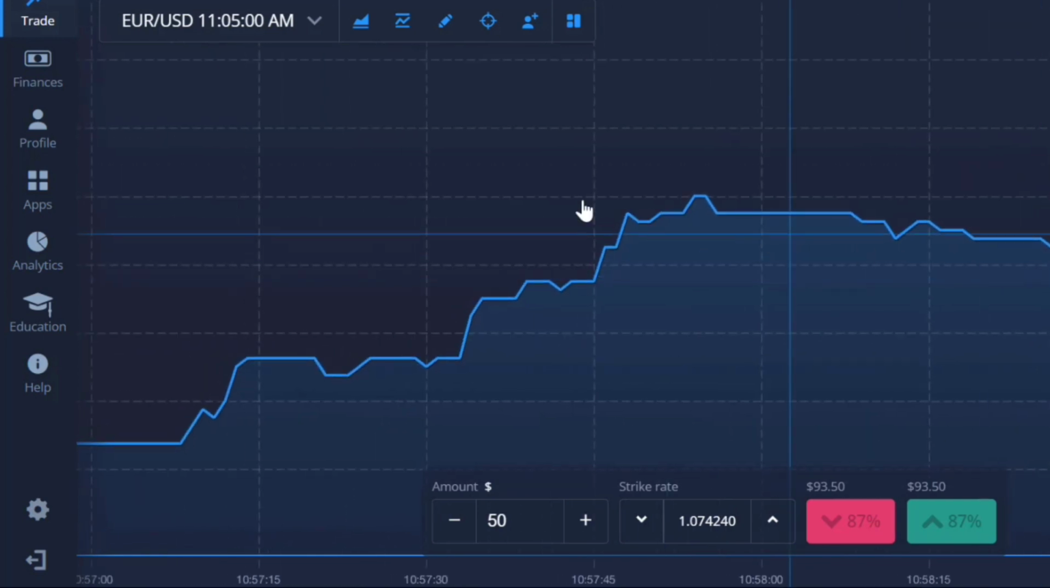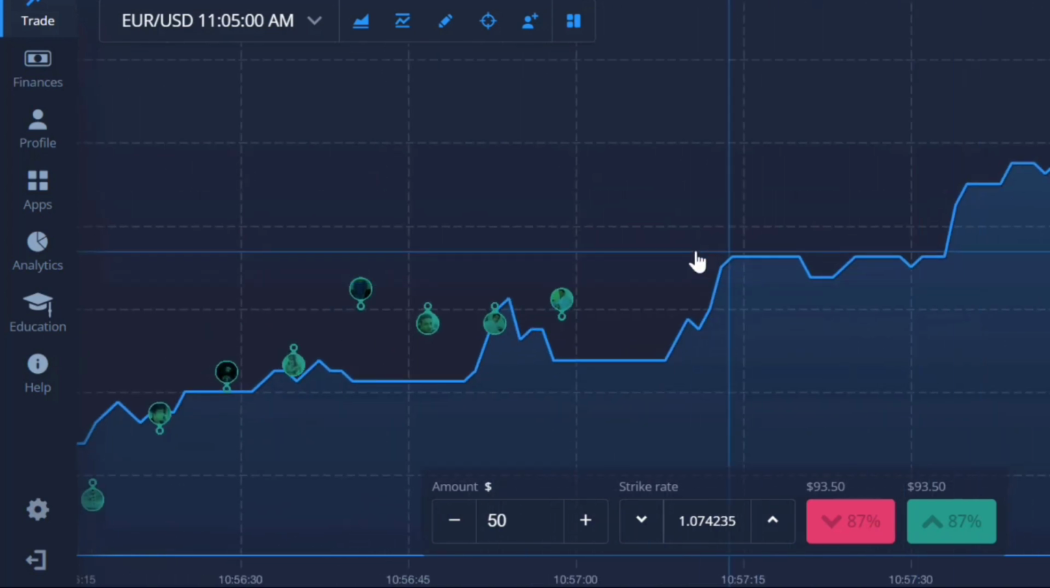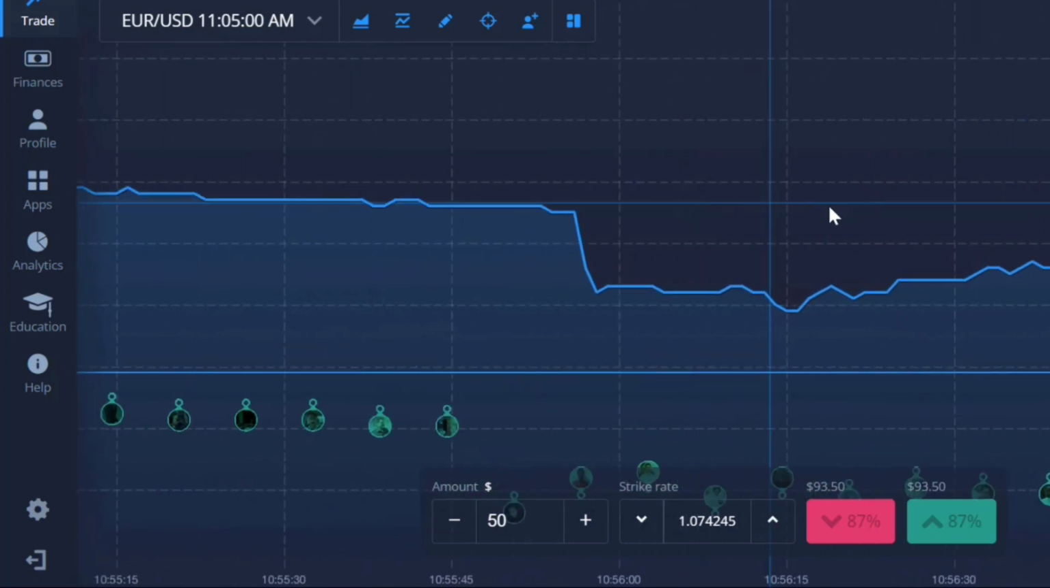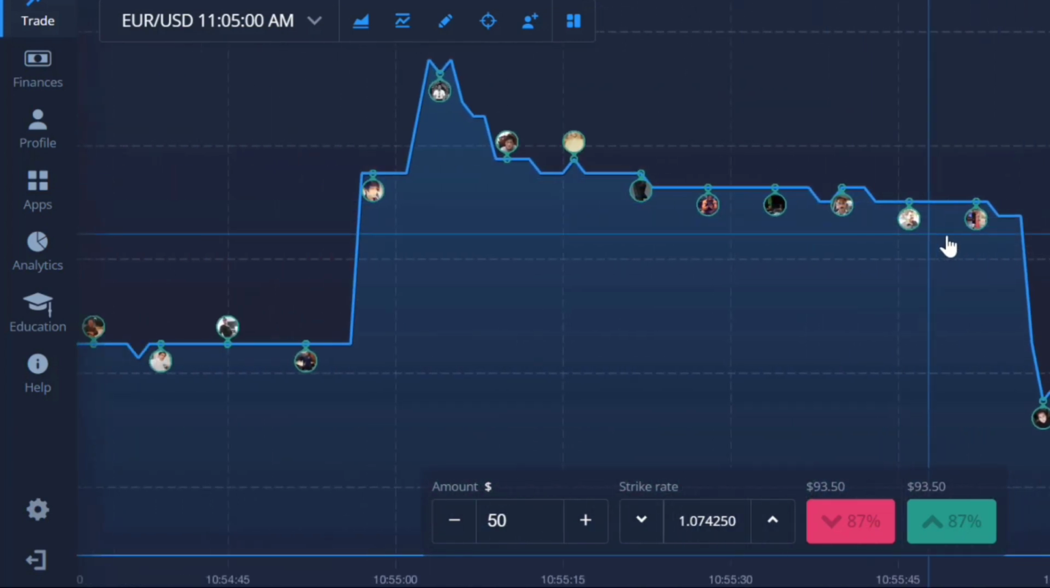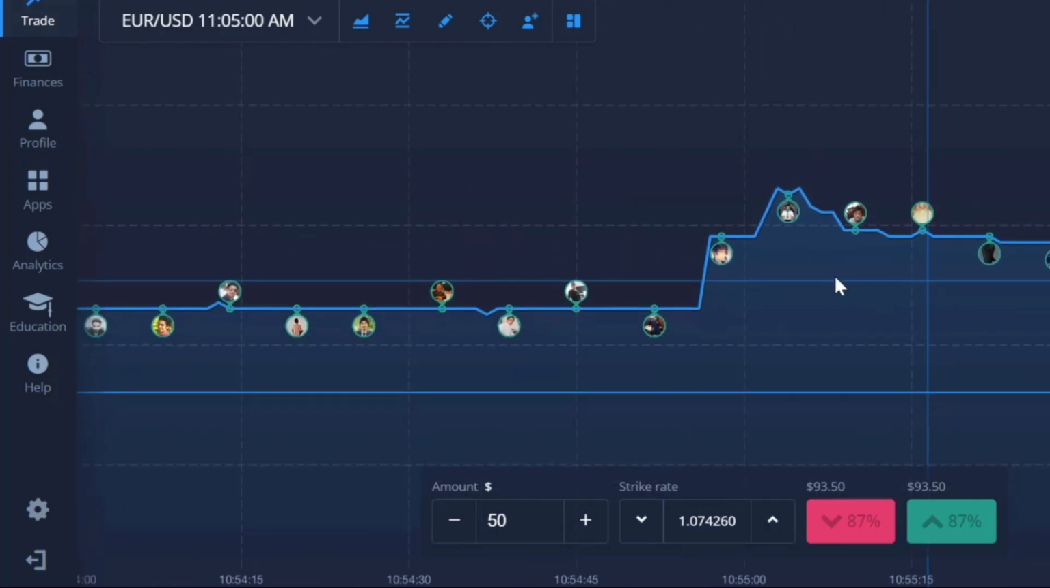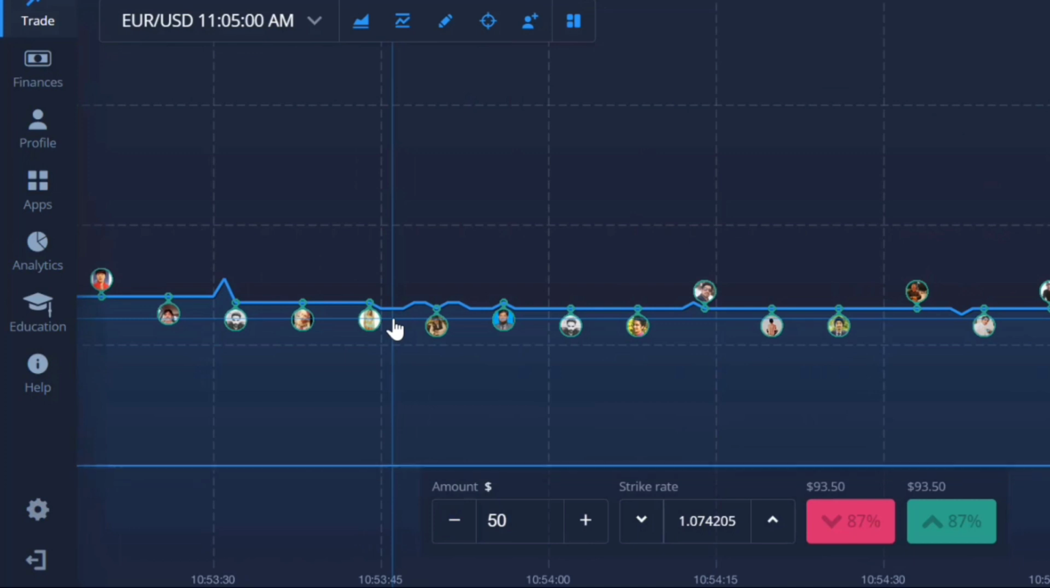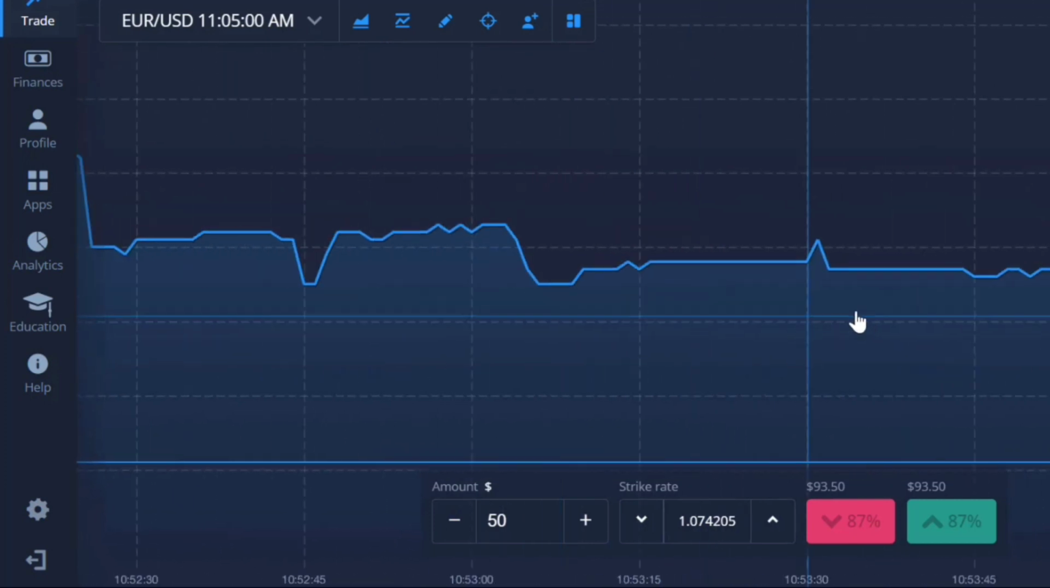Analyzing market conditions. Traders will generally analyze market conditions, including economic news, technical indicators, and market sentiment to determine whether to buy or sell the chosen asset. Placing a trade. Traders will then place a trade by either buying or selling the asset through a broker or trading platform.